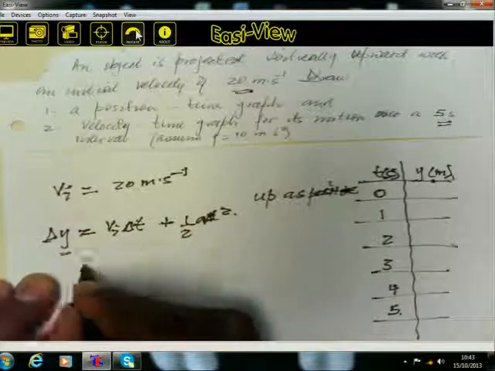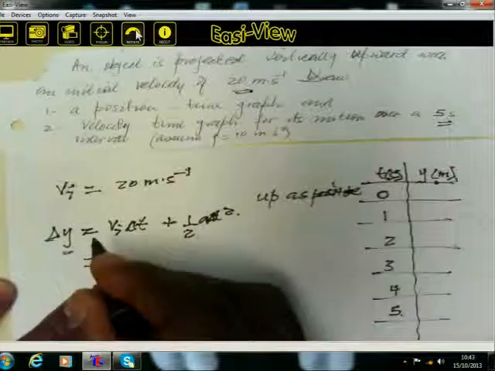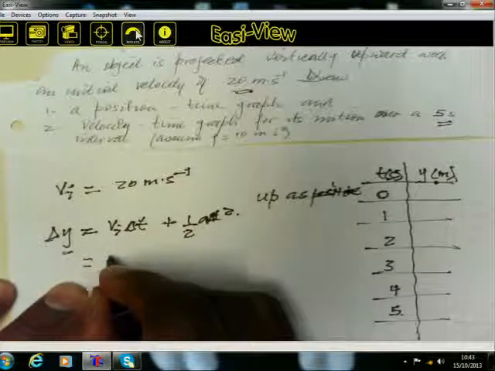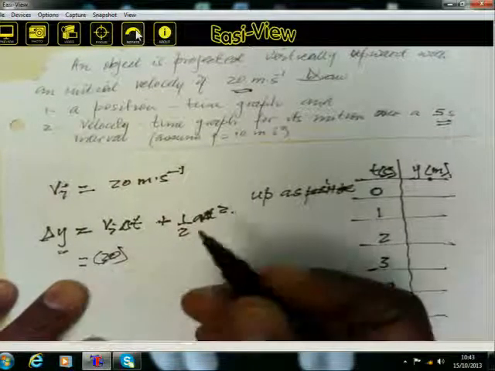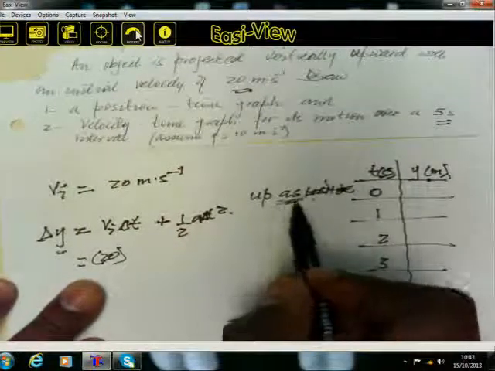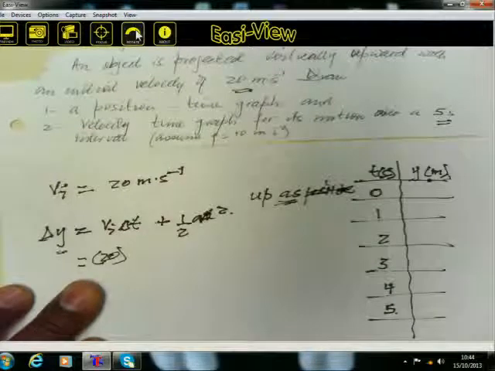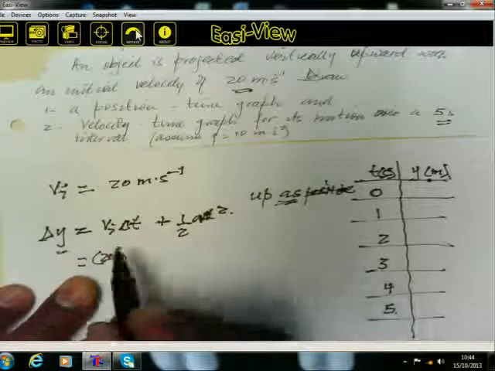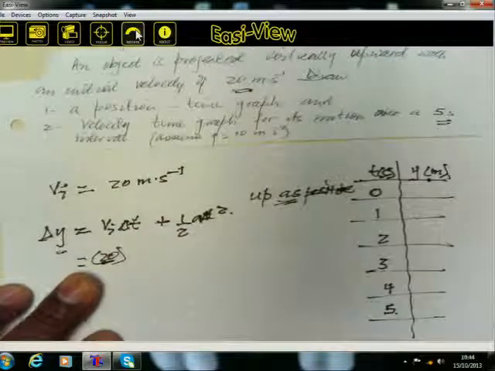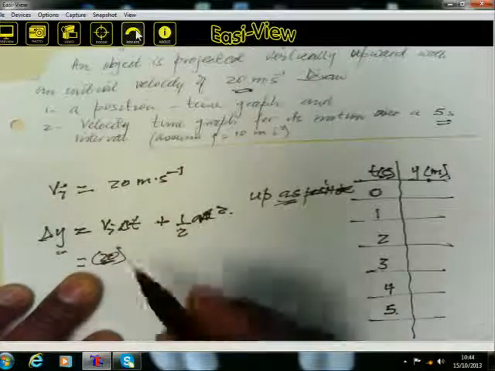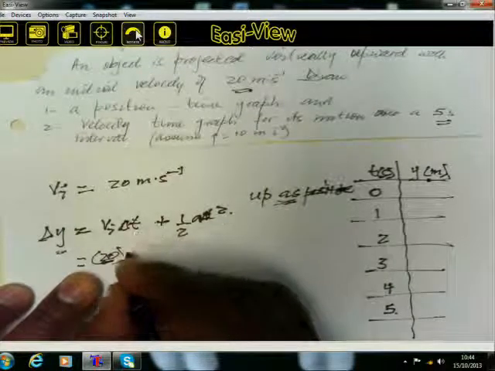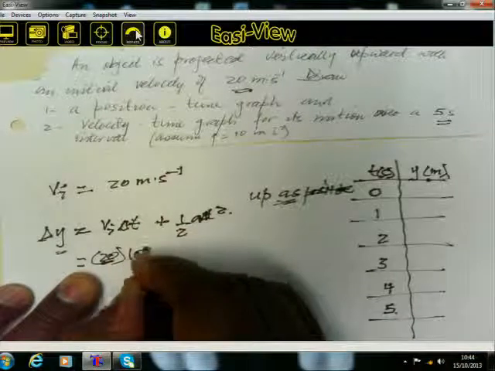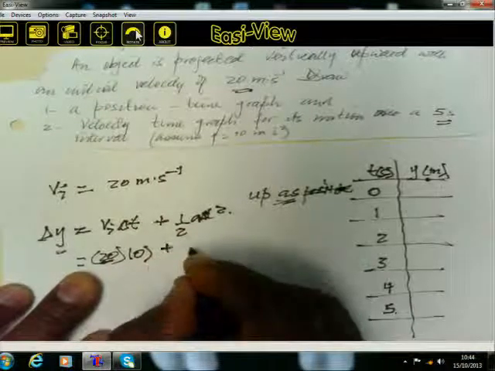So you will see that when our time is equal to 0, then we are actually going to have our initial velocity, which is 20. But since we are saying up is positive, the object is projected upwards. And as it is projected upwards, the velocity initially is in the direction upwards. And that means, therefore, that it will be positive.